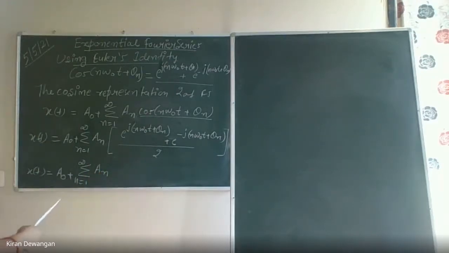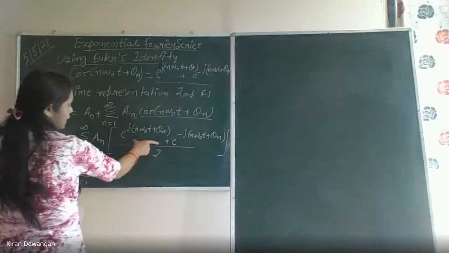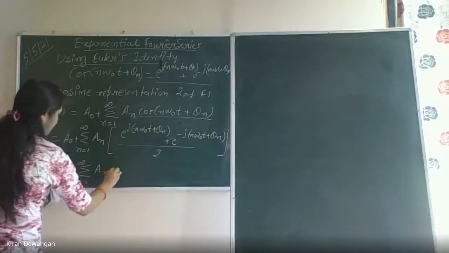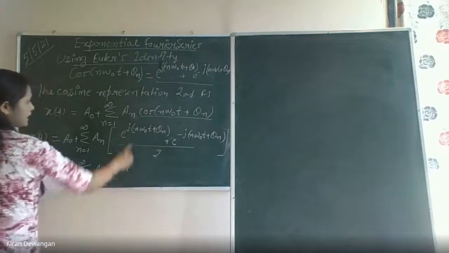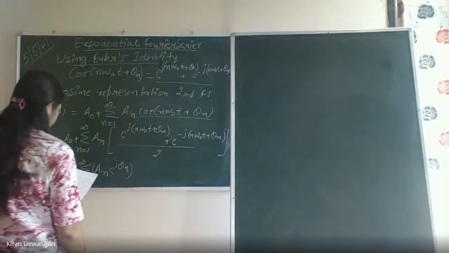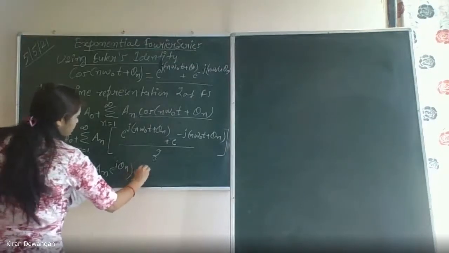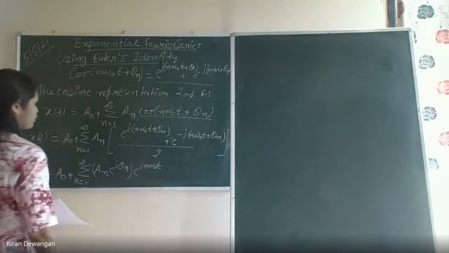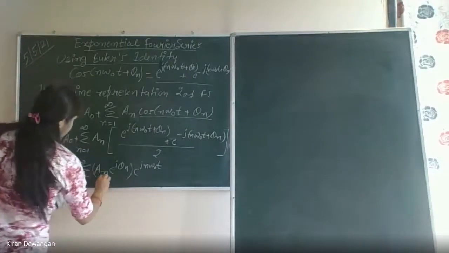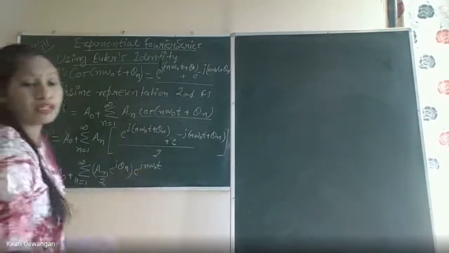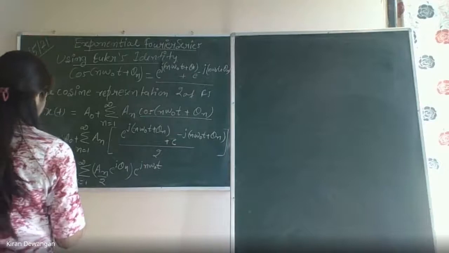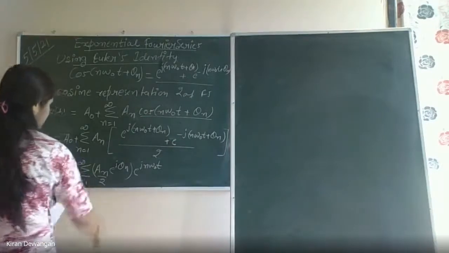An will be definitely common to both the terms. Here also an will be there, here also an will be there. This becomes an into e to the power j theta n. E to the power j theta n will also be there. This I am taking in bracket, then I am having e to the power j n omega naught t. Okay? So this is the first term. The entire will be an by 2, since I am having 2 also in the denominator, so it will be taken as an by 2 e to the power j theta n into e to the power j n omega naught t. So this is the first term.